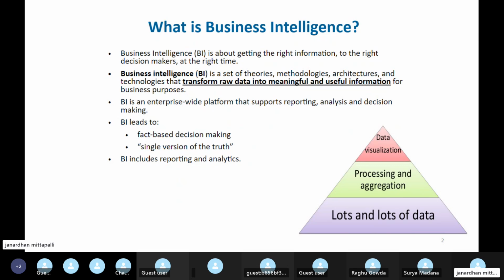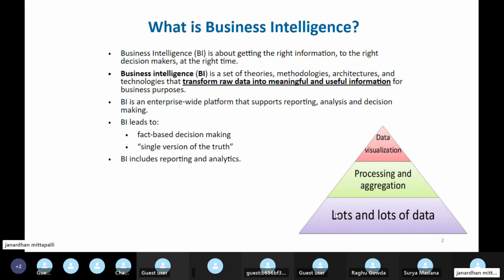Then we have another one. BI is an enterprise-wide platform that supports reporting, analysis, and decision making. This is also one of our definitions. Then what does BI lead to? Fact-based decision making and a single version of the truth. So these are simple. Once you use BI for your business, you can take your decisions very easily.